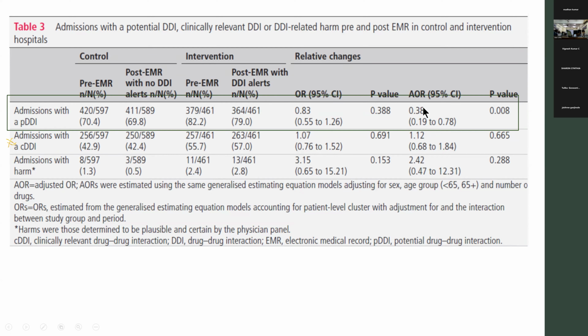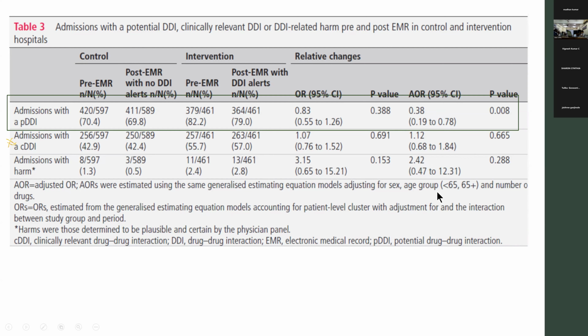But after adjustment, it was 0.38, around a 72% reduction, with the confidence interval on the same side. Looking at the admissions with harm, so this is DDI with harm, that was also not significant with a very, very wide confidence interval.